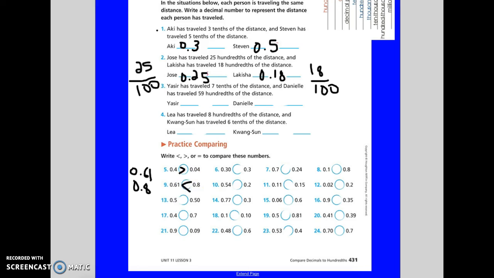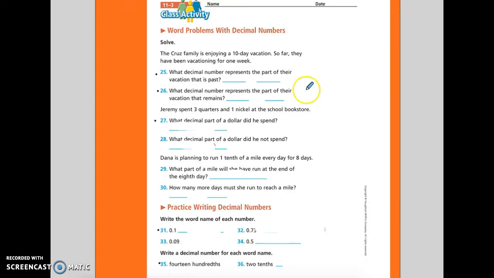All right, we're going to go on to our last page for the day. These are some word problems that practice the same thing. This one says, the Cruz family is enjoying a 10-day vacation. So far, they've been vacationing for 1 week. What decimal number represents the part of their vacation that is past?